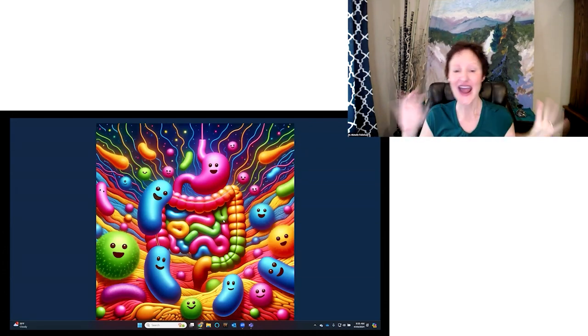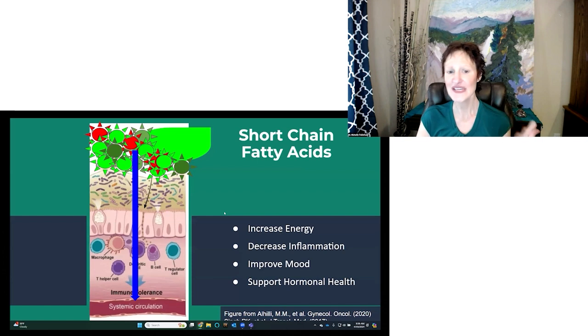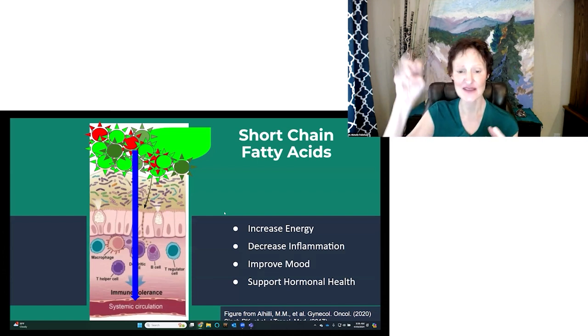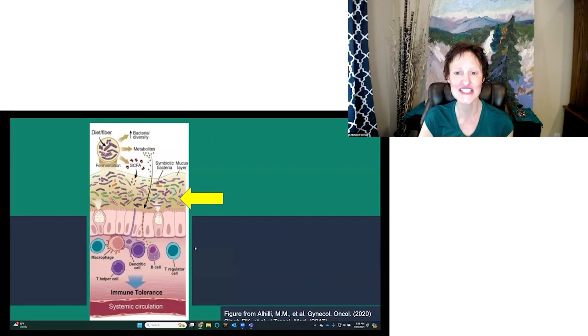So the bacteria are happy. They are healthy. They're reproducing. You have a decrease in inflammation. We get the production of those short chain fatty acids as the bacteria are eating away at that fiber. You get an increase in the short chain fatty acids. They increase energy. They decrease inflammation. They improve mood. They support hormonal health. They decrease the risk of cancer. So on and on and on, all of these good things.